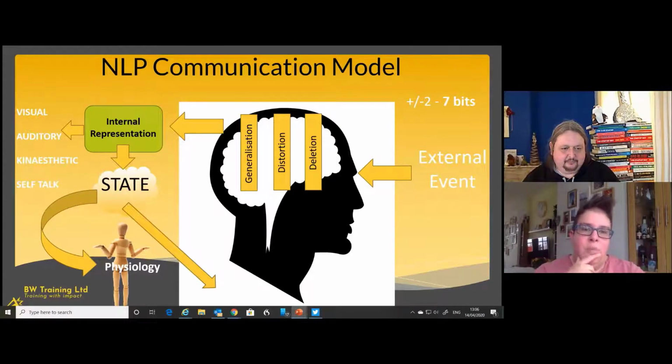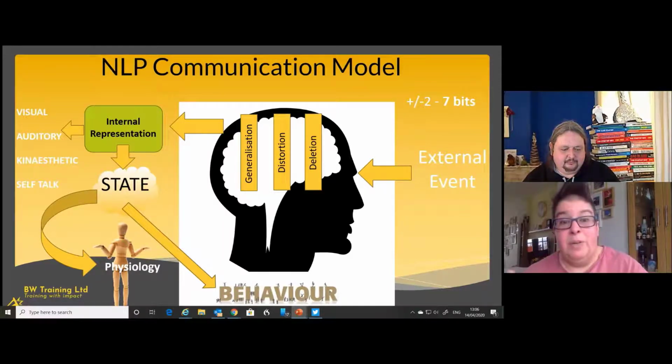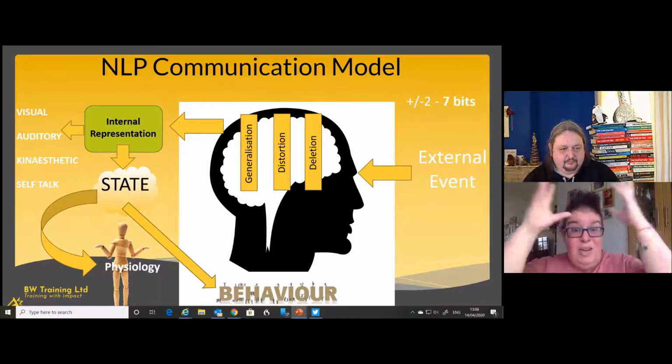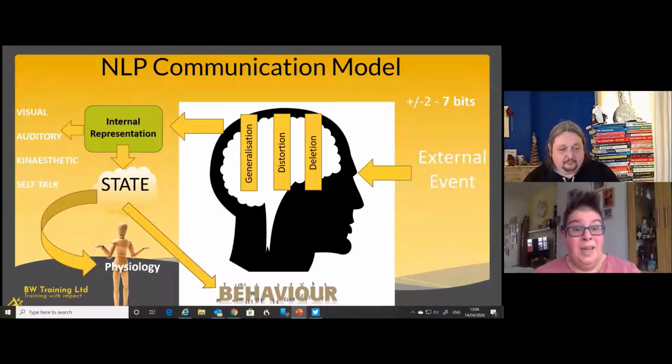Ultimately, your state will determine your behavior. So if I've deleted, distorted, and generalized to leave myself with something positive, and I've got a really nice positive visual image in my head, and my state and my mood is really positive, that will be my behavior, because that's what I've predetermined. If I've done the opposite, and all I've left myself with is rubbish, and I have a really dark, dingy, unpleasant visual representation, and my mood is terrible, and my back hurts, and my head is pounding, then that will tend to be reflected in my behavior as well.